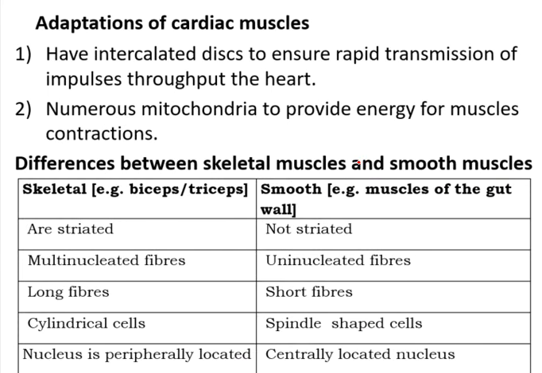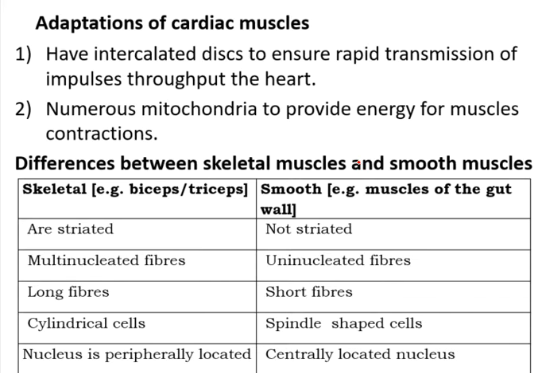Let's look at the adaptation of cardiac muscles. They have intercalated discs to ensure rapid transmission of impulses throughout the heart. Then they have numerous mitochondria to provide energy for muscle contractions.